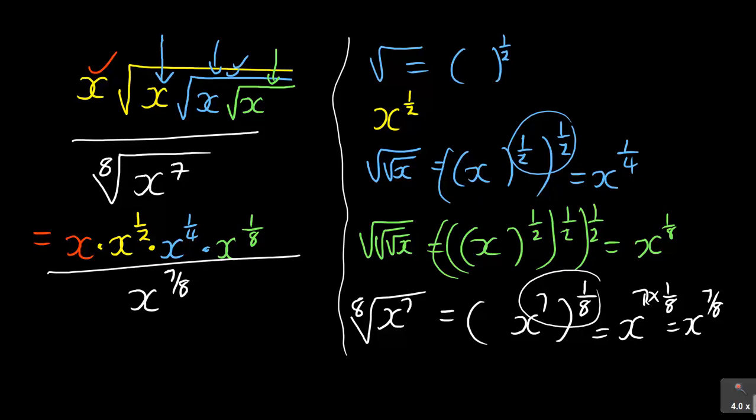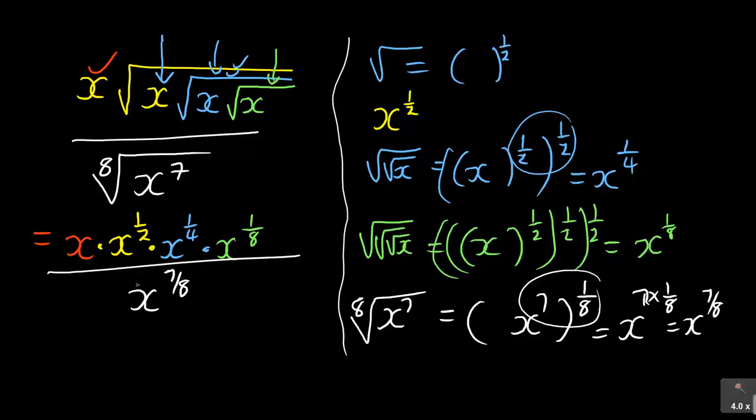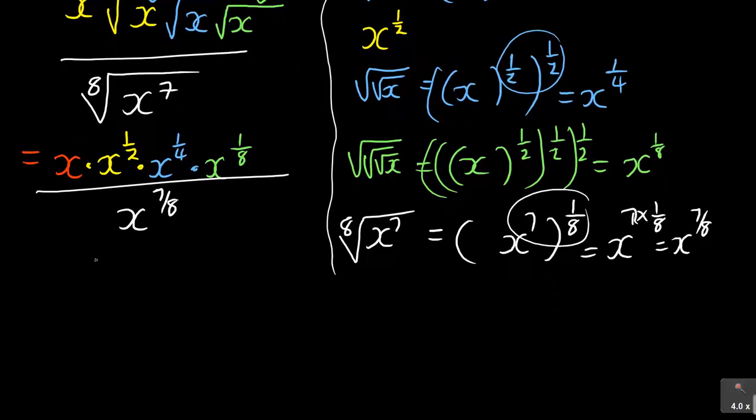So they say here, rewrite the following expression as a power of x. This question actually wants me to simplify, though it's not clear, but they want me to write it as a power, not as powers of x. If they're saying as a power, it means as a single power of x. It was a tricky question the way they asked it, but I cannot leave it like this.